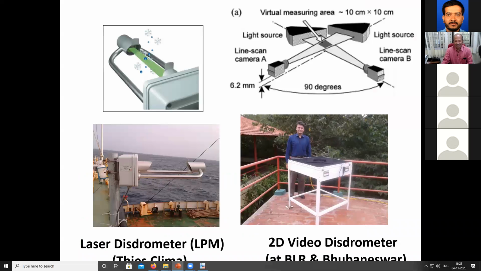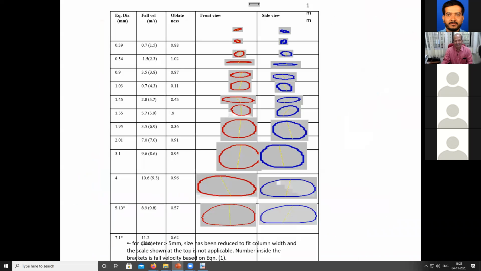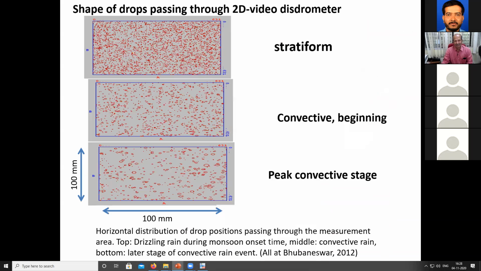Just one thing: you can measure drop characteristics using a disdrometer, and you can measure both the fall velocity as well as the shape, as well as the size. You might have heard terms like stratiform rain, convective rain, and stratiform and convective stratification. This is measured by a 2D video disdrometer installed by me in Bhubaneswar way back in 2012.